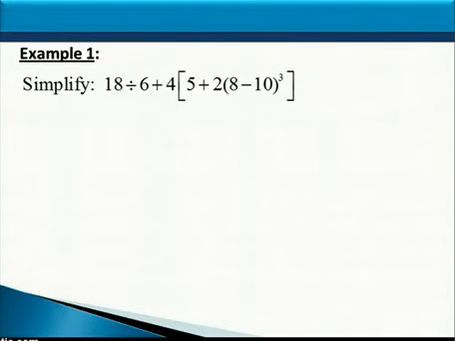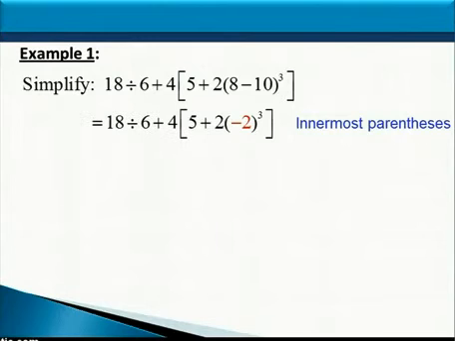So notice that we have parentheses and brackets, and so we need to perform the innermost grouping symbols first, so that would be the parentheses on the inside. So the operation inside those parentheses is subtraction. So the first thing we need to do is subtract 8 minus 10, which is -2. Notice that everything else stayed the same. I'm just performing one operation at a time. And this is a really good way to write down your steps so that you don't get lost and you don't make mistakes.